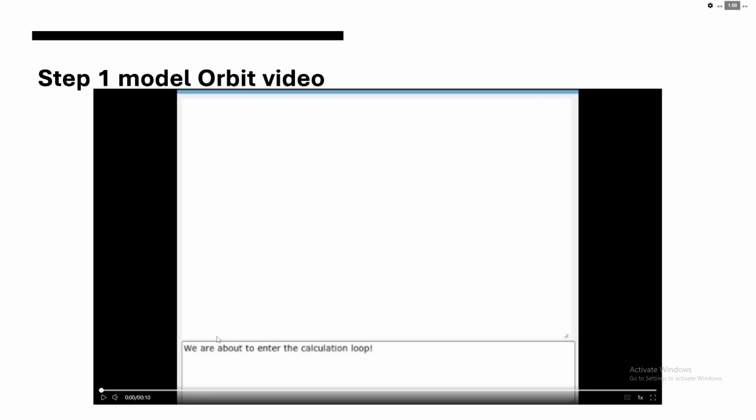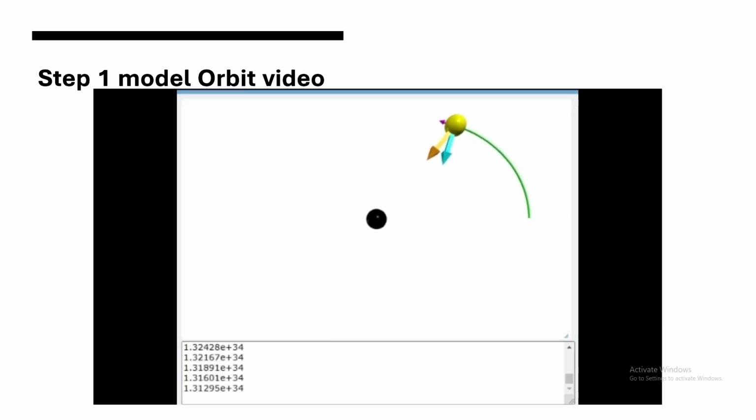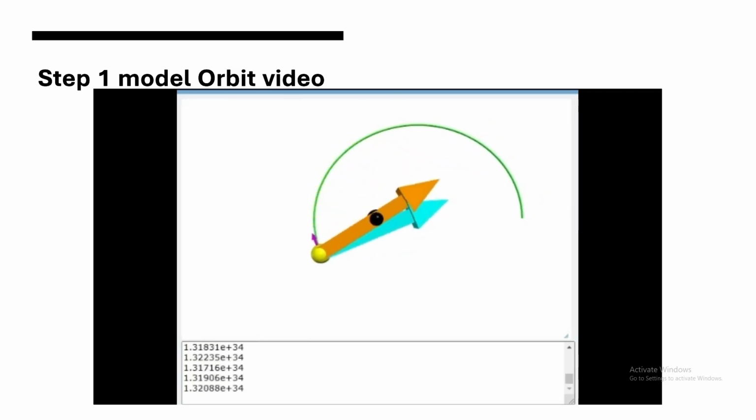So here's the video of the star orbiting the black hole. The orange arrow is the net force on the star, the magenta represents the parallel component, and the blue represents the perpendicular component.